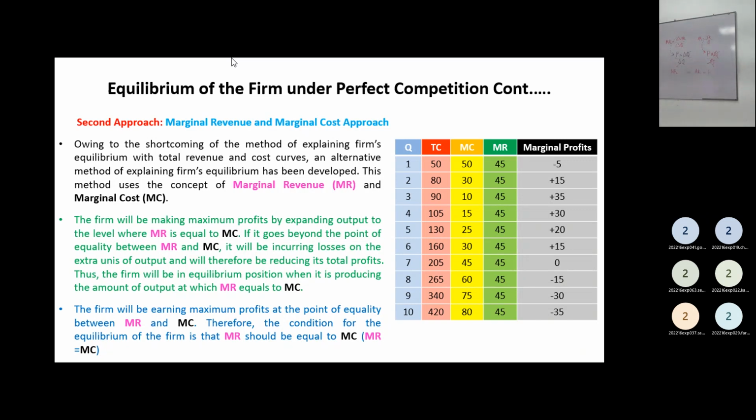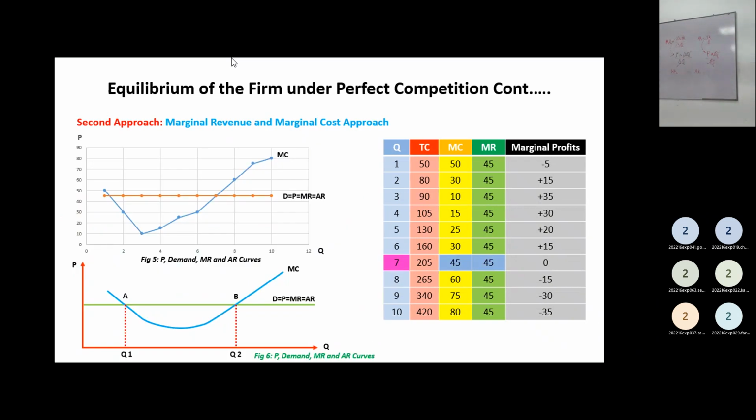Okay, so don't read these things, get the practical idea. Accordingly, since MR equals MC, marginal revenue equals marginal cost, your marginal profits are 0, and at that time you can make the maximum profits if you produce 7 units. It is the same table, and this is the illustration.